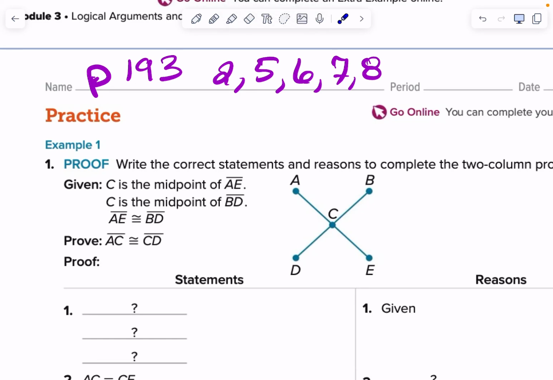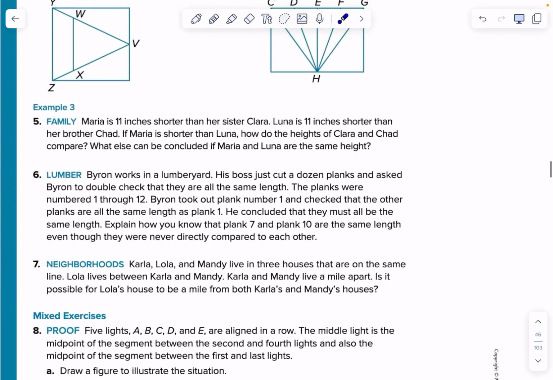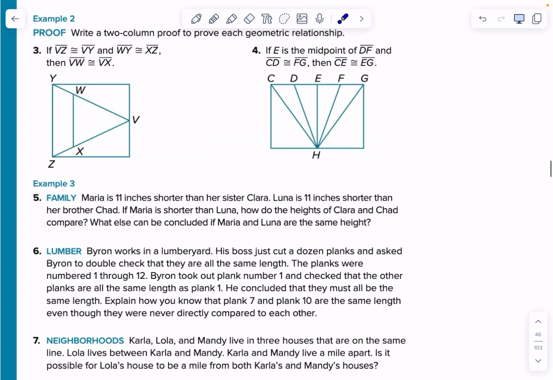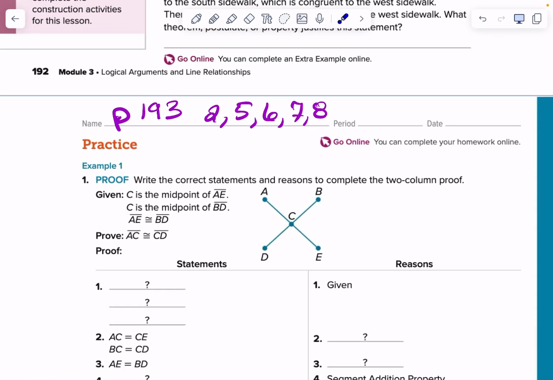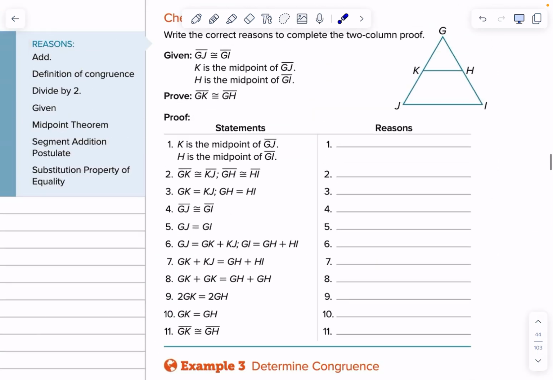Okay, we are on 3-5. This is 5 homework problems, but they are proofs. I think they're proofs. Oh, not all of them are proofs. Okay. 2, 5, 6, 7, 8. Some of them are proofs. Okay. All right.